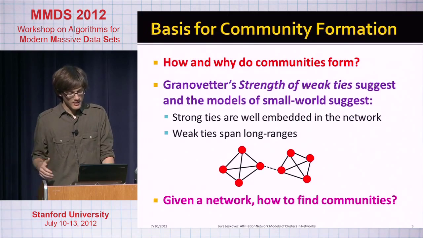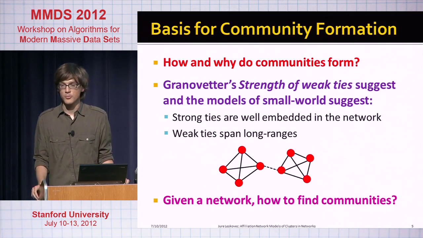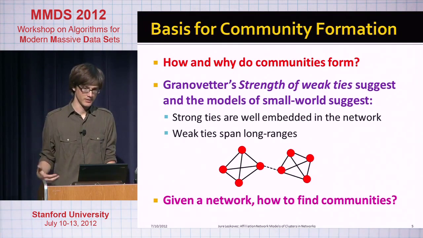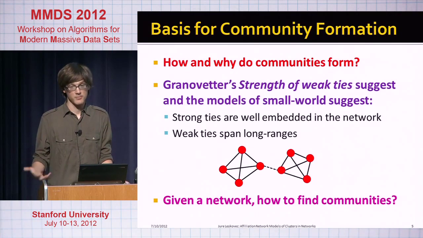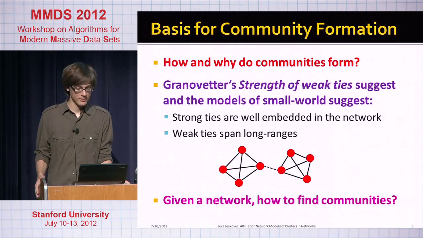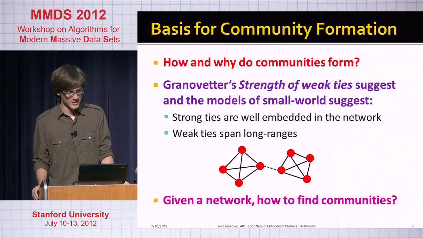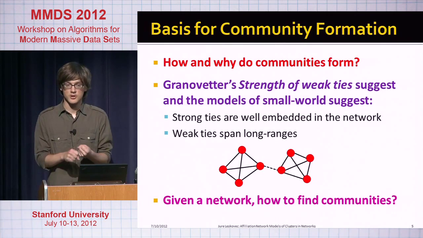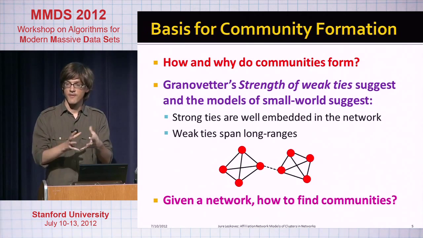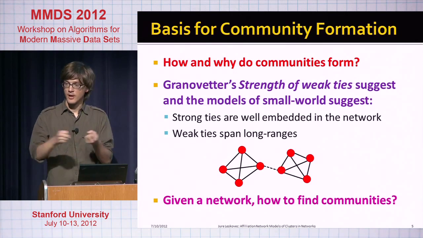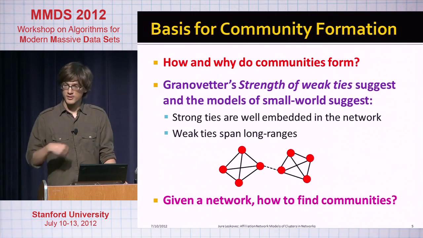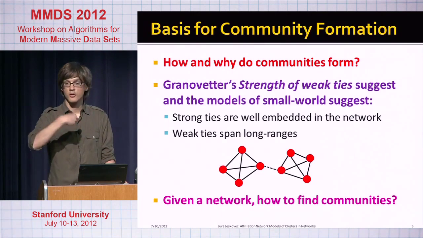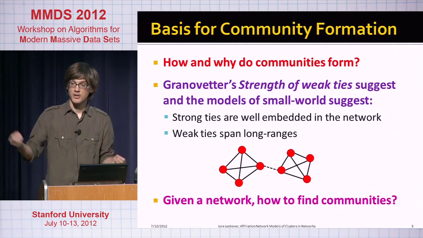And if you ask why communities form, one of the bases for why they form in social networks goes back to the work of Mark Granovetter and his work on the strength of weak ties. He talks about strong ties that are well embedded in the network, between nodes that share many friends in common, and then there are long-range weak ties in the network.